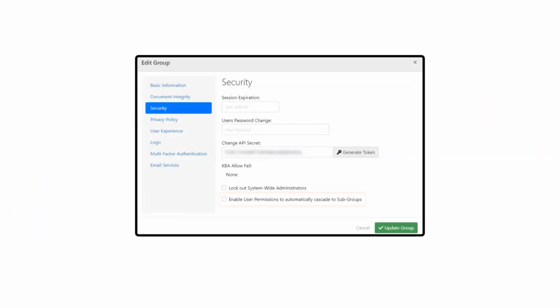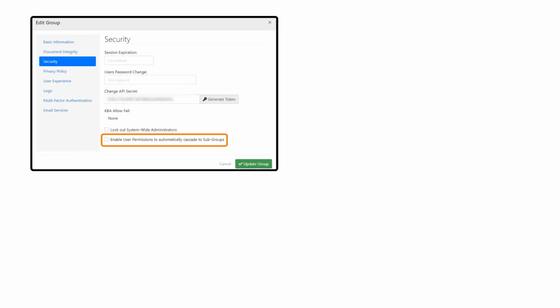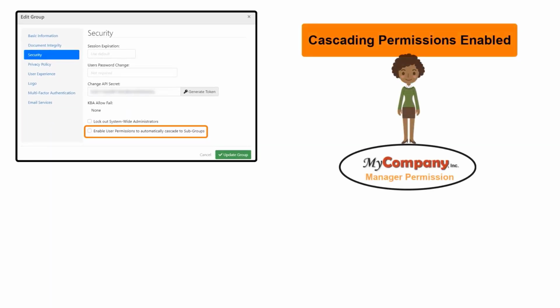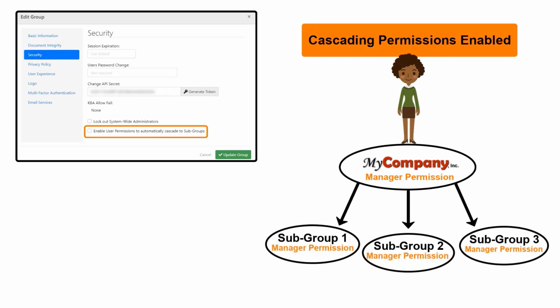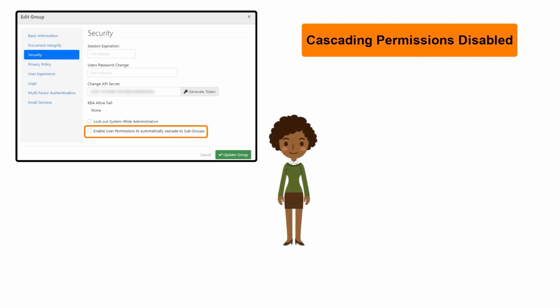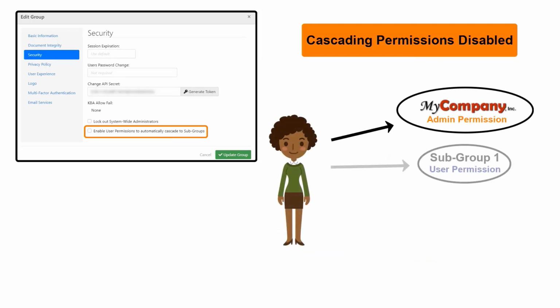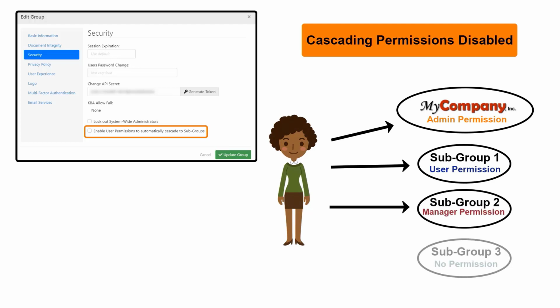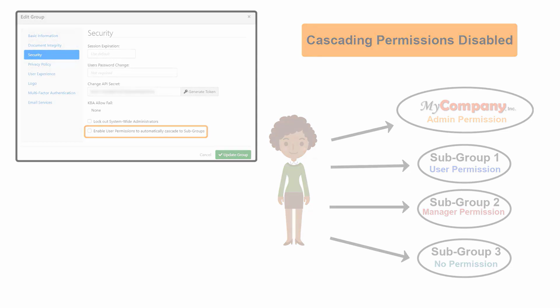Please note, if a group has Enable User Permissions to automatically cascade to subgroups enabled, once a user is given permission to the top level or parent group, the user will have the same permissions to any of the subgroups under the parent group. If the Enable User Permissions to automatically cascade to subgroups is not enabled, the explicit permissions to each group and subgroup will need to be applied to a user's account.